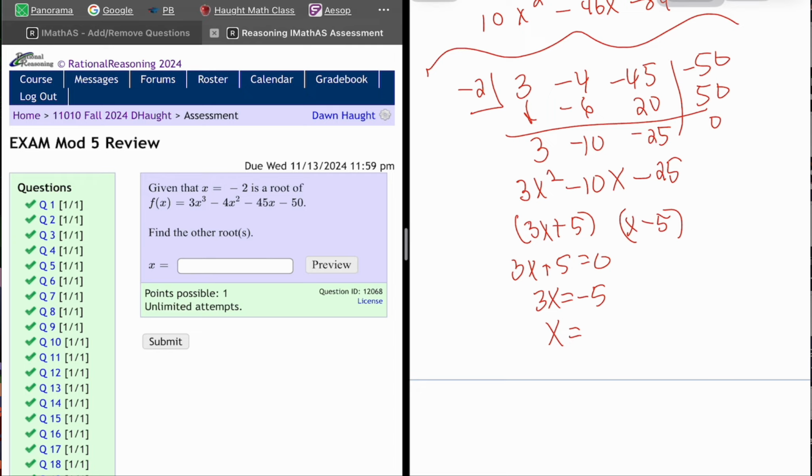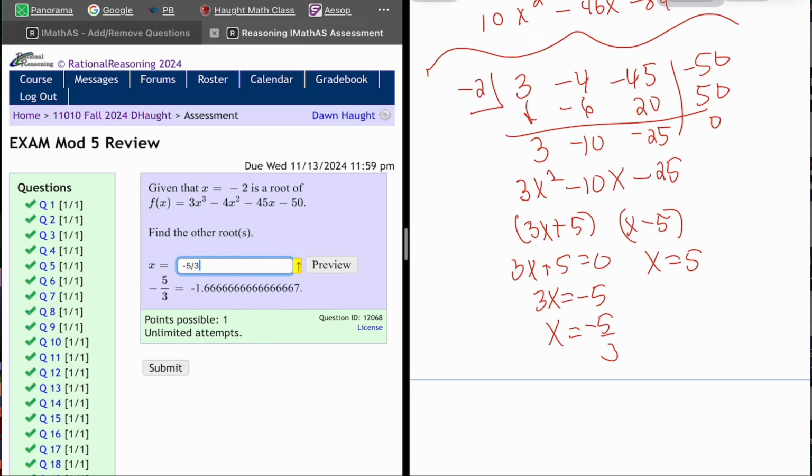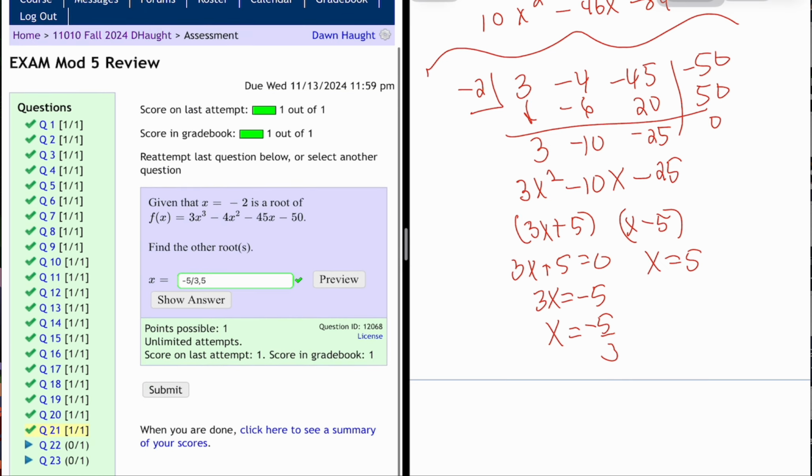That gives us, because of that 3 on the x, a fractional answer of -5/3. And x equals 5 as a 0 for that x minus 5. So our answers would be -5/3 and 5. Now, if you are unsure how to factor that, you can use the quadratic formula. It will simplify down to the 2 answers you have seen there. 2 more to go.